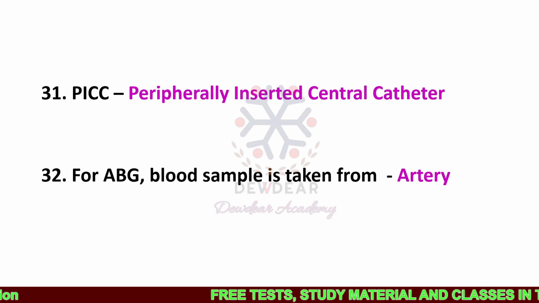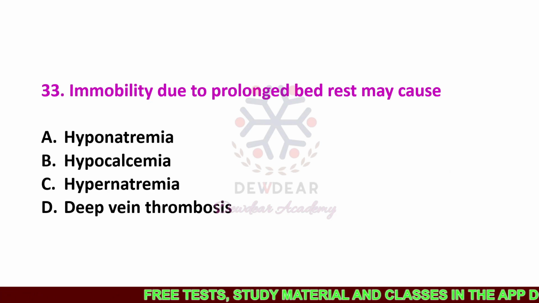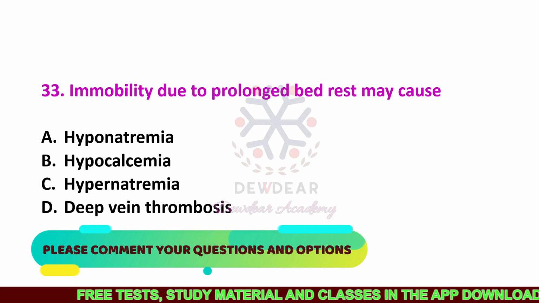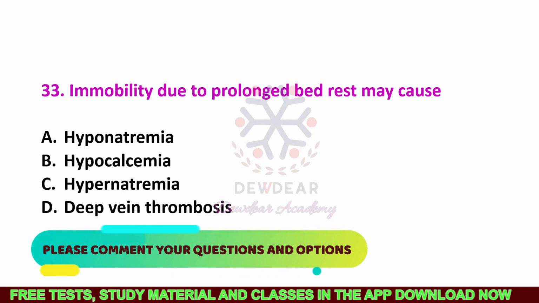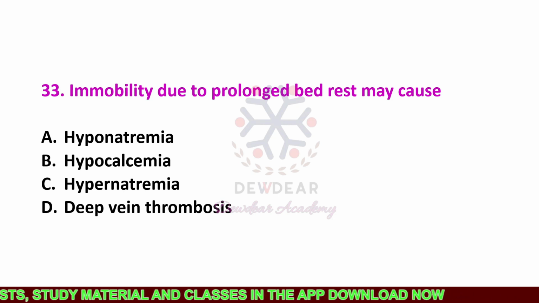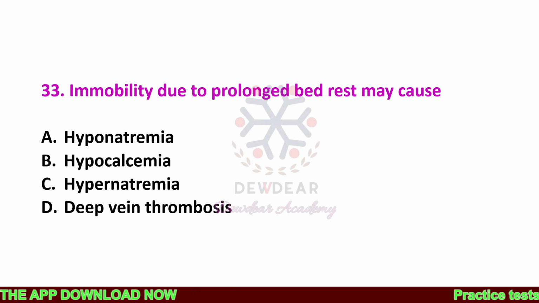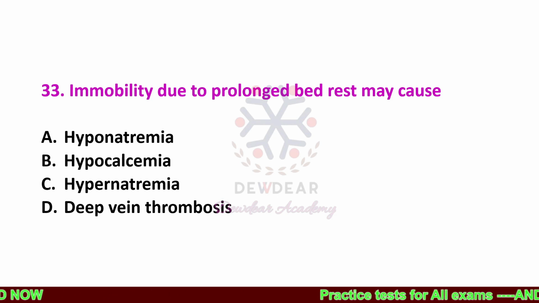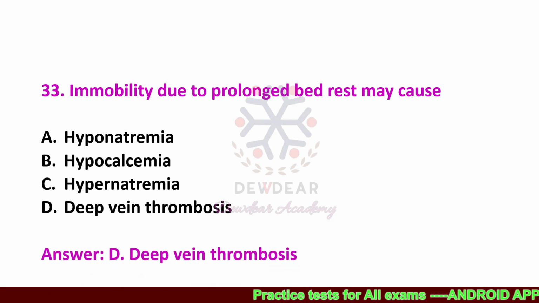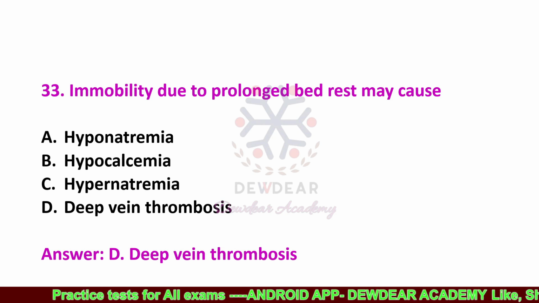Then question number 33. Immobility due to prolonged bed rest may cause. Options are hyponatremia, hypocalcemia, hypernatremia, deep vein thrombosis. Immobility due to prolonged bed rest may cause. Options are hyponatremia, hypocalcemia, hypernatremia, deep vein thrombosis. Correct answer is option D, deep vein thrombosis. Immobility due to prolonged bed rest may cause deep vein thrombosis.